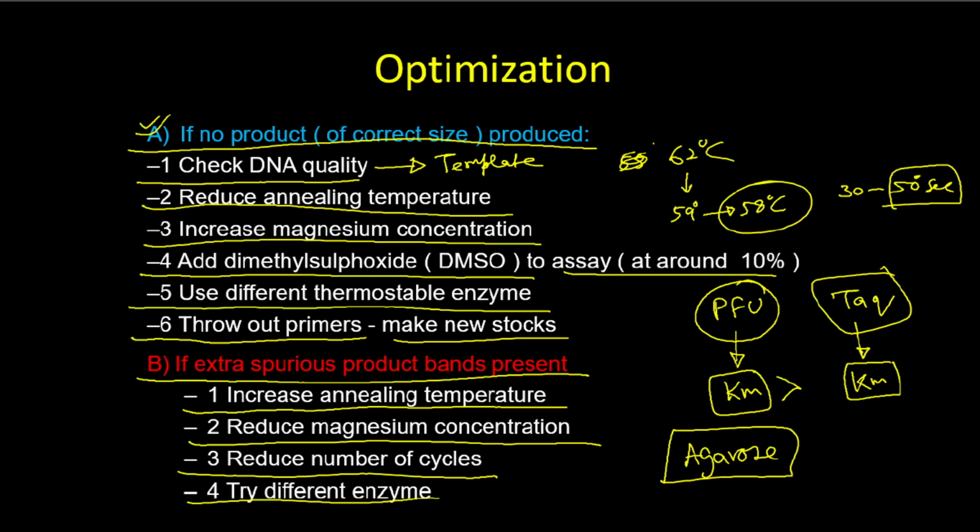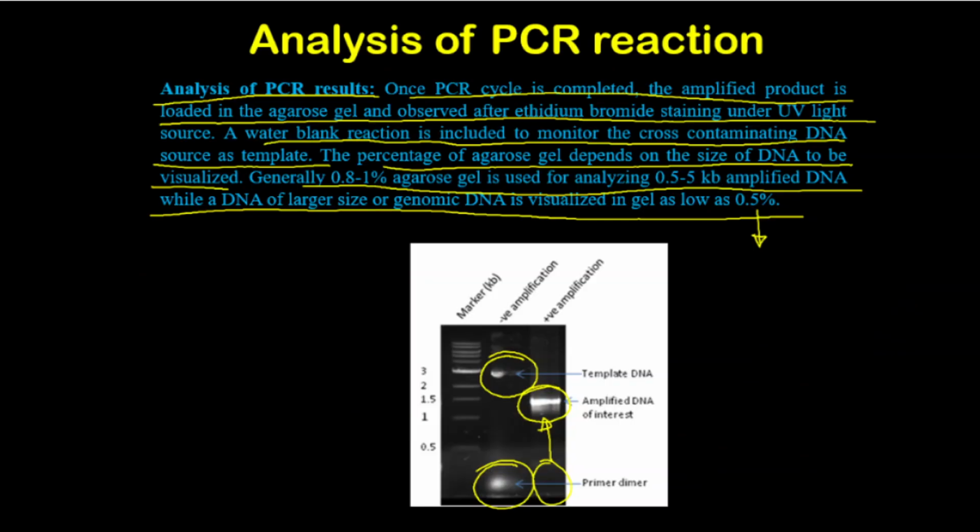Your primers are not correct. Okay, if extra spurious product bands form, then in that case what you have to do is increase the annealing temperature, reduce the magnesium concentration, reduce the number of cycles, and try a different enzyme. These are the steps where you can optimize a PCR reaction.